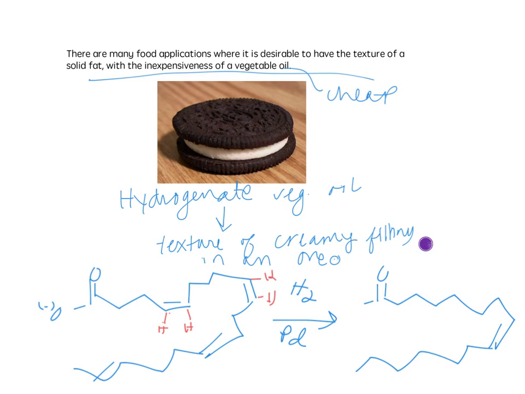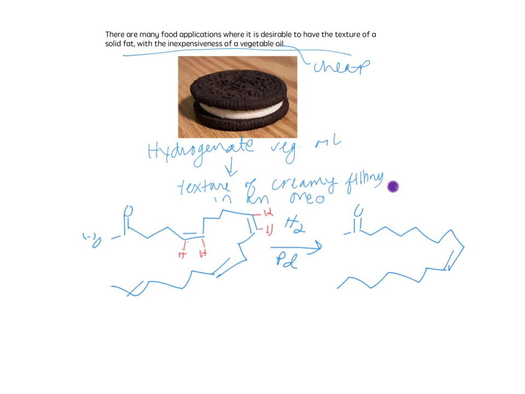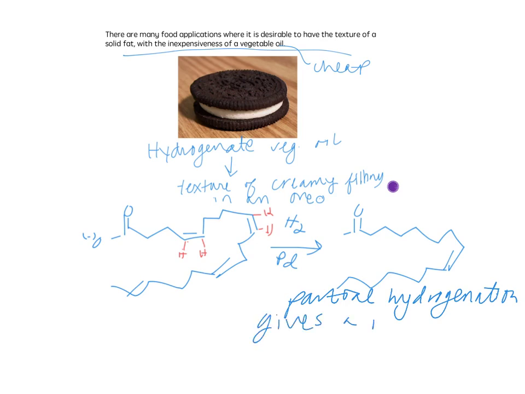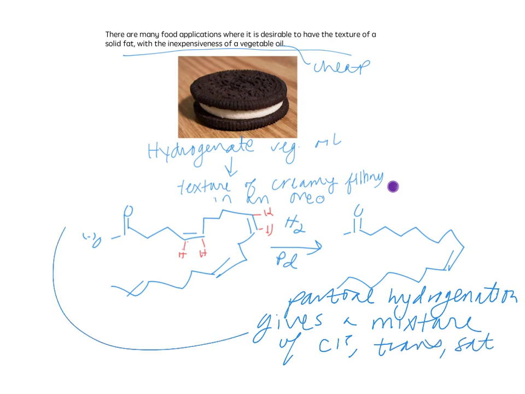So you don't get complete hydrogenation, you get partial hydrogenation. And that partial hydrogenation gives you just enough to get it to be kind of sticky, but not solid. Okay, sorry about that. So yeah, partial hydrogenation gives a mixture of cis fats, trans fats, some saturated fats, and the result is you get that texture right there.